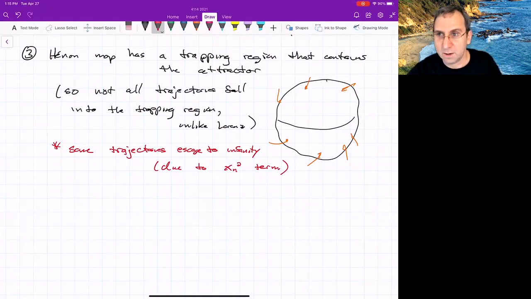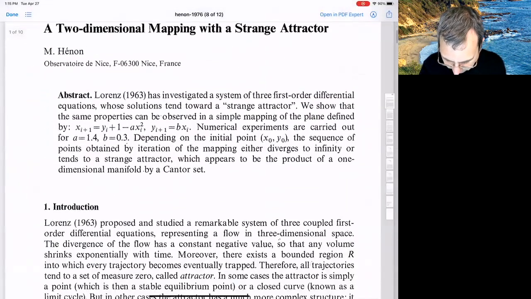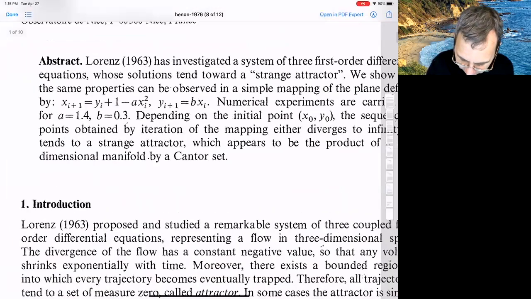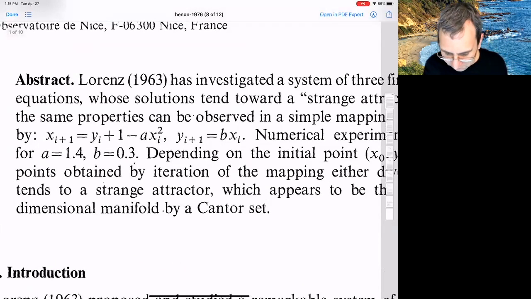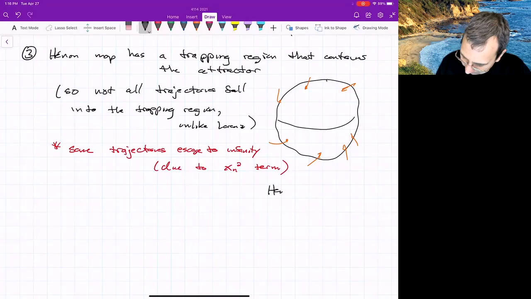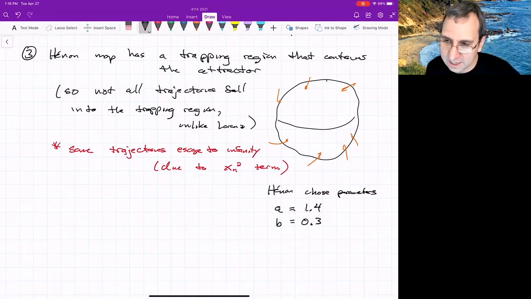So Hénon made some choices. We can even go to his paper. Tell us what's up, Hénon. So there's his map. He puts it right there. And he says numerical experiments are carried out for A equals 1.4, B equals 0.3. How did he choose those? Well, he needed the magnitude of B to be less than 1. And I think 0.3 led to pretty pictures, as did A equals 1.4. I don't know. Other than that, just as a note, Hénon chose parameters. So they're called the classic parameters, A equals 1.4 and B equals 0.3, just like the Lorenz system has its classic values.